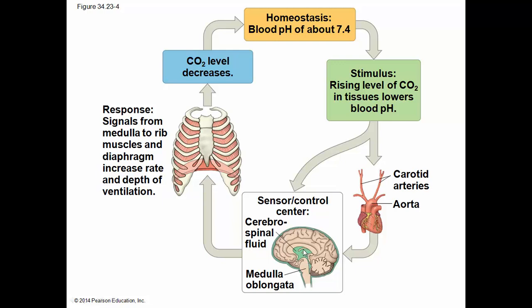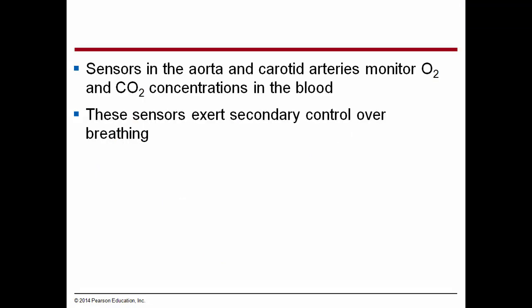And then the medulla signals the rib muscles and the diaphragm to increase the rate and depth of ventilation. So you need to expel carbon dioxide. That's why you're breathing more. And then as a subsequent impact, you breathe in more oxygen. Sensors in the aorta and carotid artery monitor oxygen and carbon dioxide concentrations in the blood. These sensors exert secondary control over breathing.